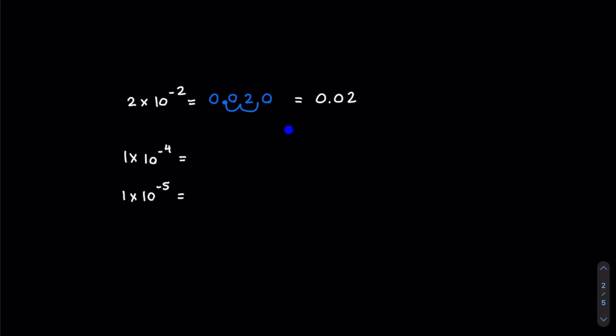Now, before I continue, I want to explain why it is that we move to the left instead of to the right, and it comes down to your exponent rules. So let's say we have, again, 2 times 10 to the negative 2.